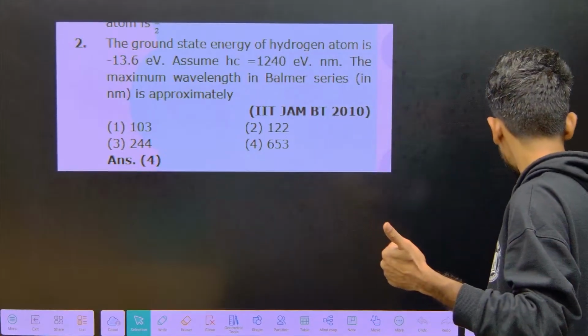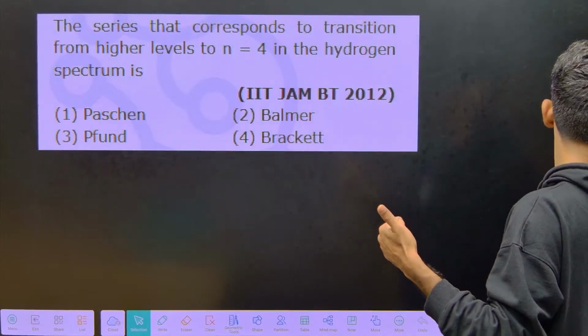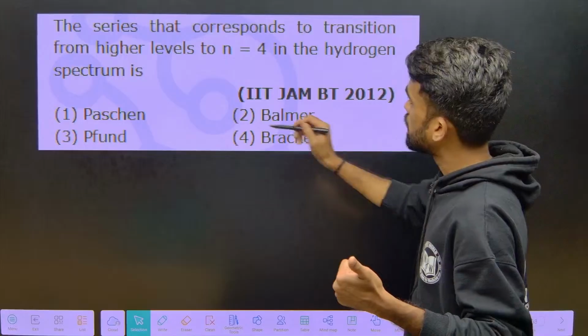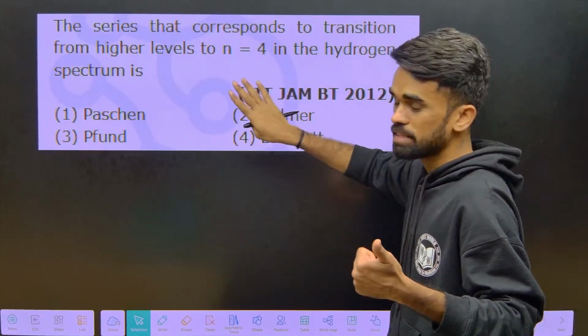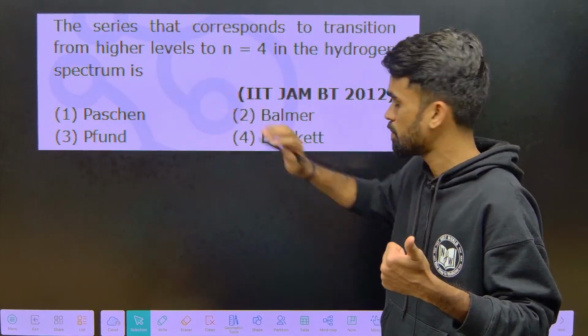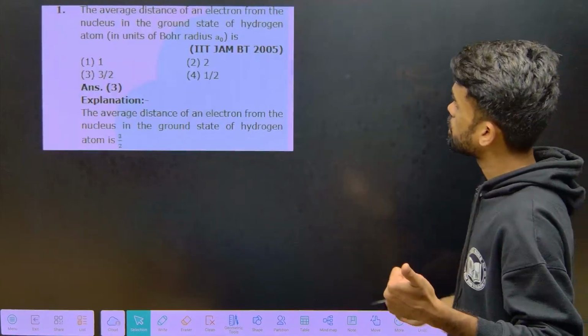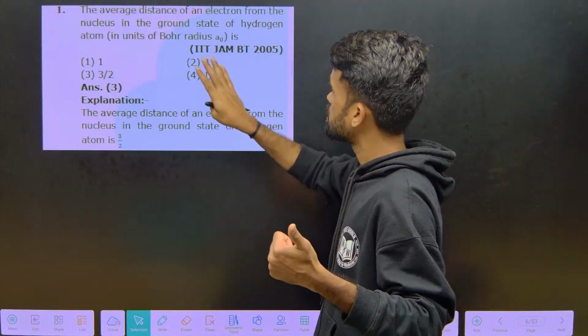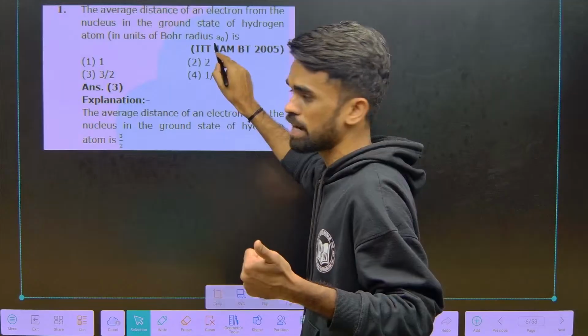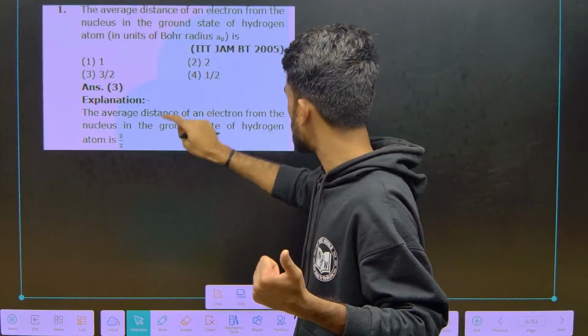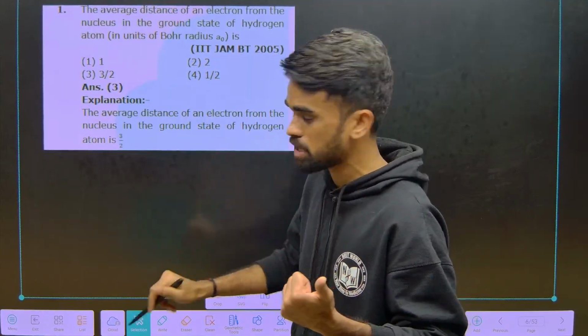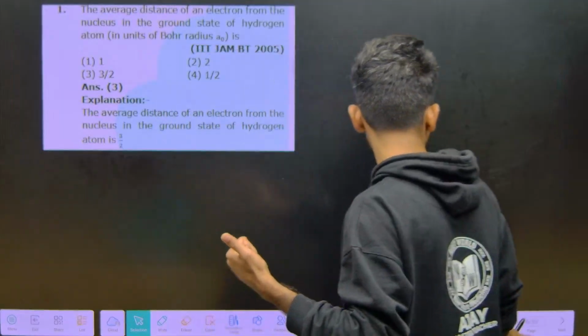Along with that, look at the other questions also. Here is the hydrogen spectrum, which we will also study in Bohr's atomic model. And the next one is a distance, again related to Bohr's radius. So it means Bohr's model is one of the very important topics we should consider from these questions.